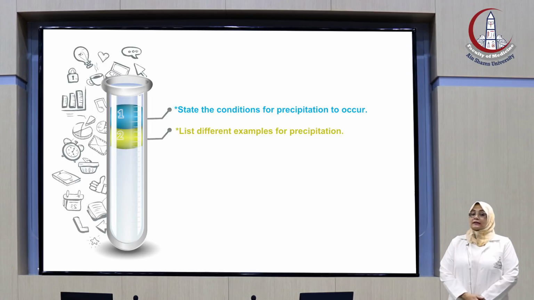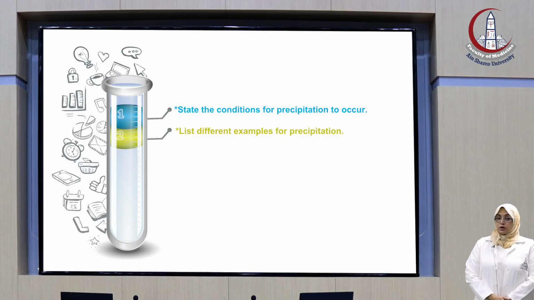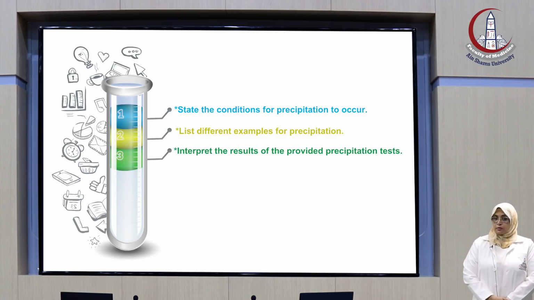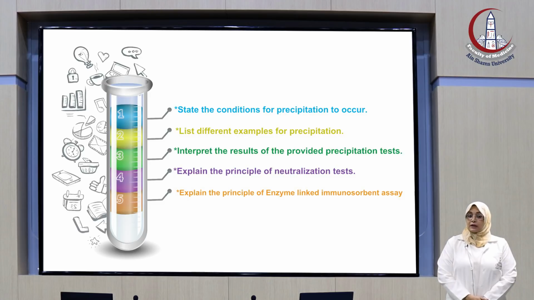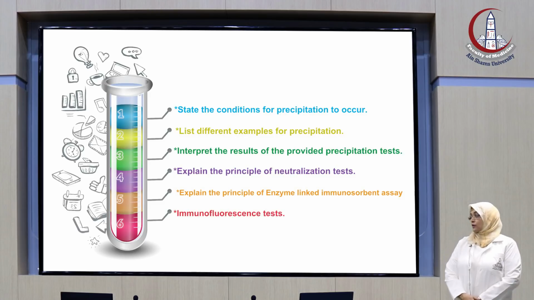You should be able to list different conditions for precipitation to occur, list different examples of precipitation, interpret the results of the provided precipitation tests, and explain the principle of neutralization tests. You should also be able to explain the principle of enzyme-linked immunosorbent assay and immunofluorescence tests.